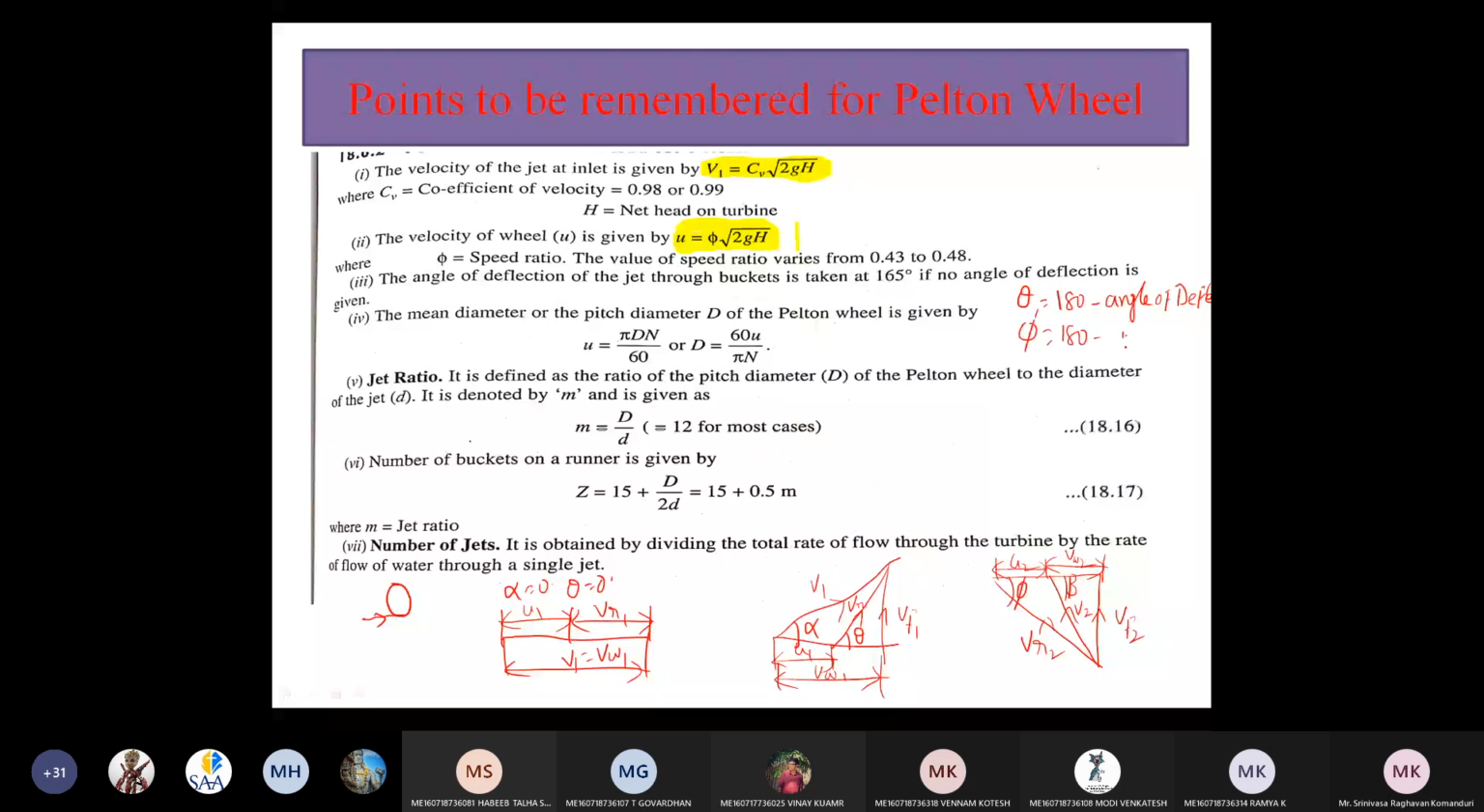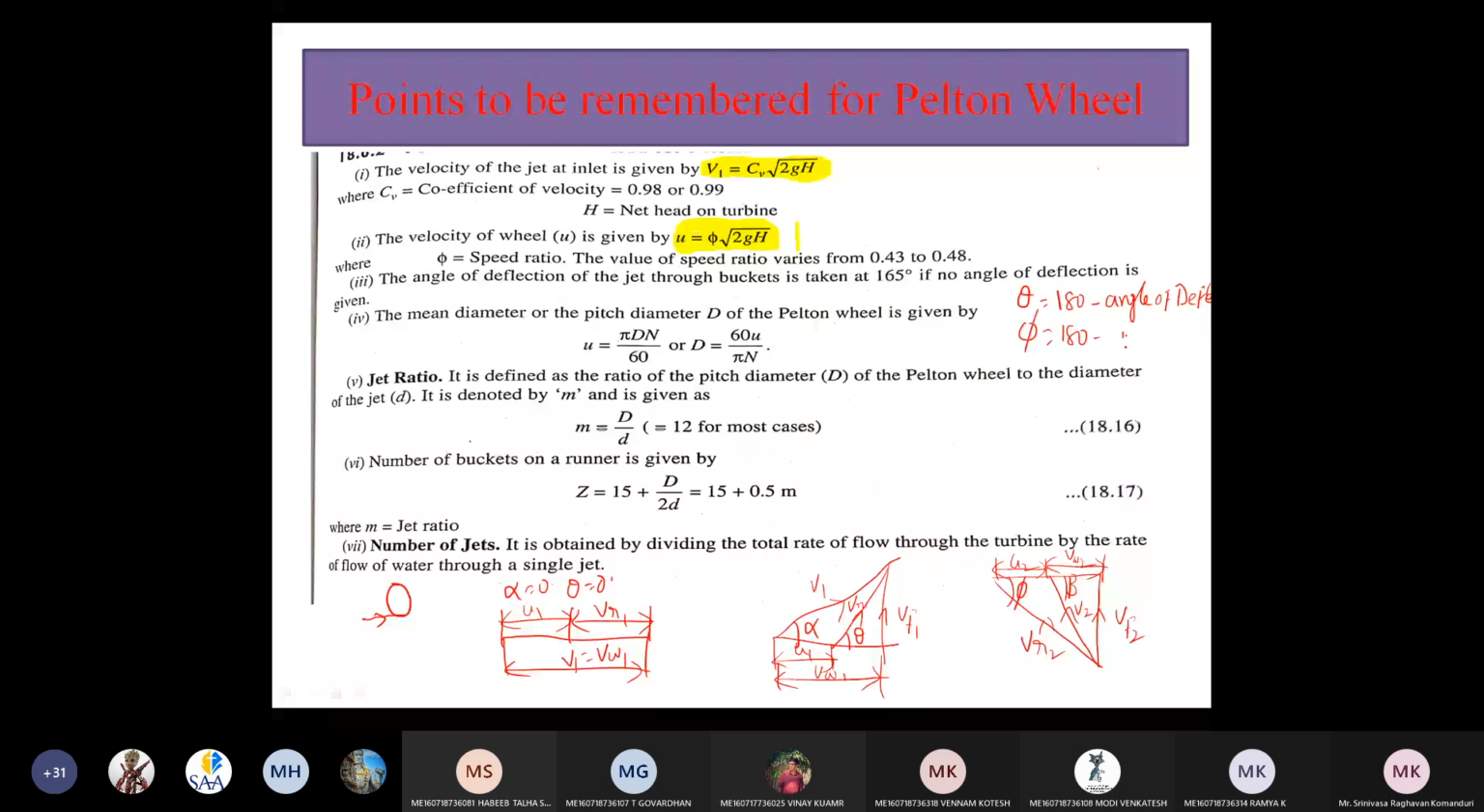So they will not give you theta value or phi value directly. They will give you the angle of deflection value. If no angle of deflection is given, then you have to take 165 degrees as the angle of deflection. In case of Pelton wheel, theta value is always 0. If they mention the angle of deflection of the jet in case of Pelton wheel, that is related to phi. So phi is equal to 180 minus 165 degrees.